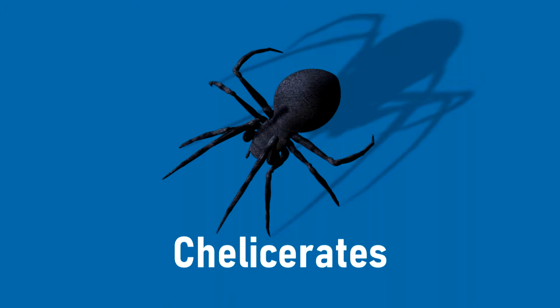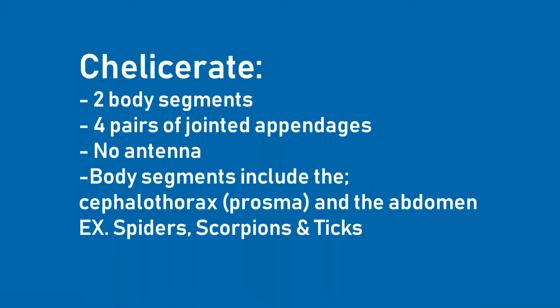A chelicerate is any arthropod that has 2 body segments, the cephalothorax, or better known as the prosoma, and an abdomen. They also always have 4 pairs of appendages. However, what distinguishes them the most is their lack of antennae. Some common examples of chelicerates are spiders, scorpions, and ticks.